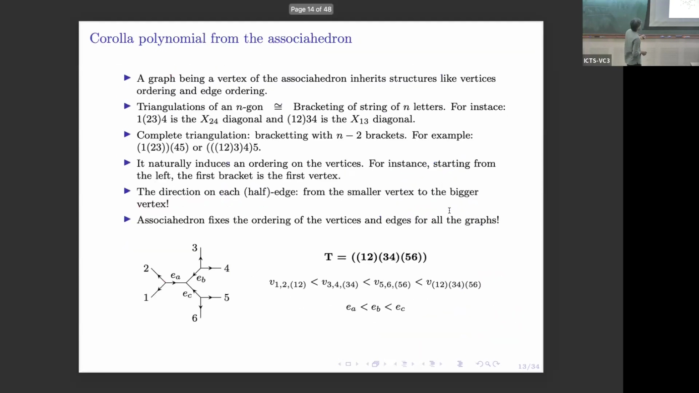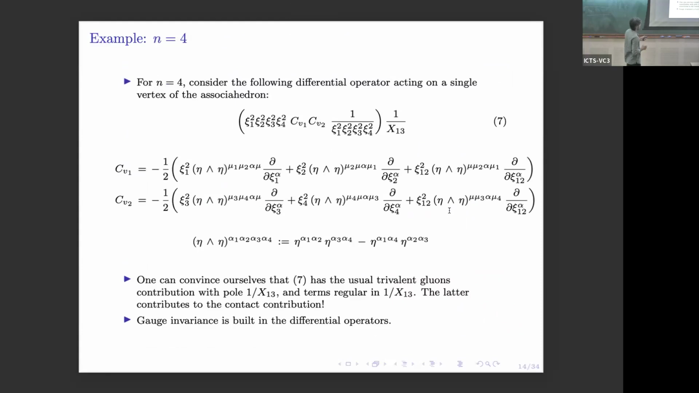And let's move on to get the amplitude. Here I will try to give an example of n equal to 4. N equal to 4 as in 4 external particles. So let's begin by considering the following expression. What this means is that this 1 over x13 is a particular vertex of the associahedron. So this is a particular graph.